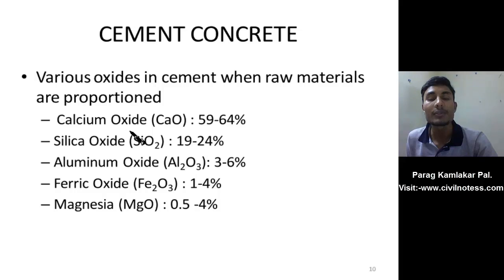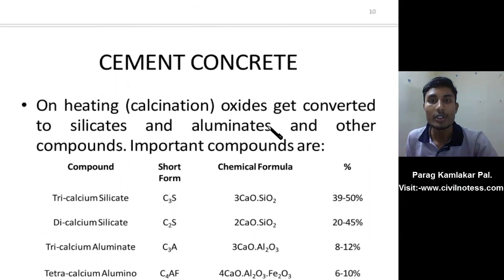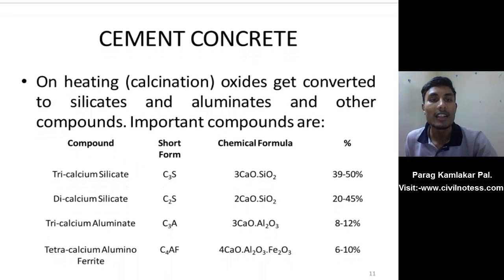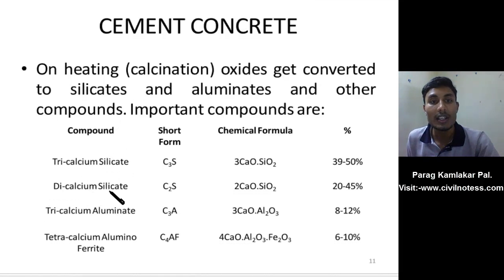When the calcination process starts, on heating, the oxides get converted into silicates and aluminates. The other compounds formed by the calcination process are tricalcium silicate, dicalcium silicate, tricalcium aluminate and tetracalcium aluminoferrite, named C3S, C2S, C3A and C4AF. It is very simple to remember: calcium and silica, CaO and SiO2. Tricalcium is 3CaO into SiO2. These are the standard percentages available in ordinary Portland cement.